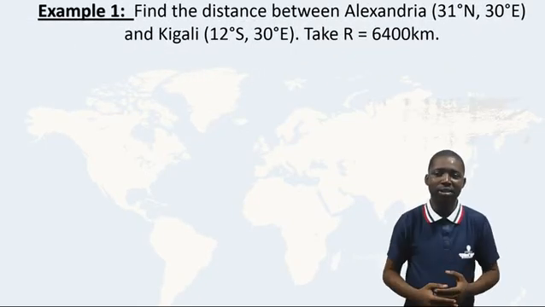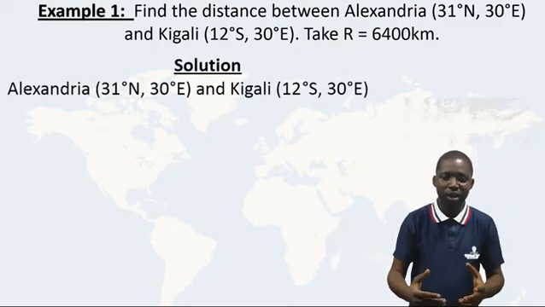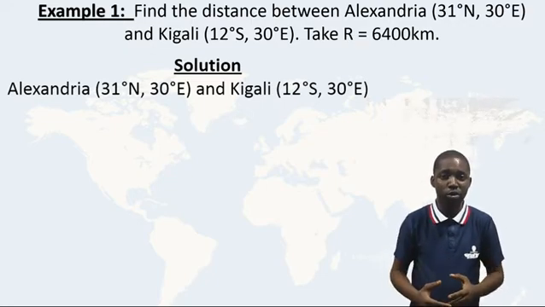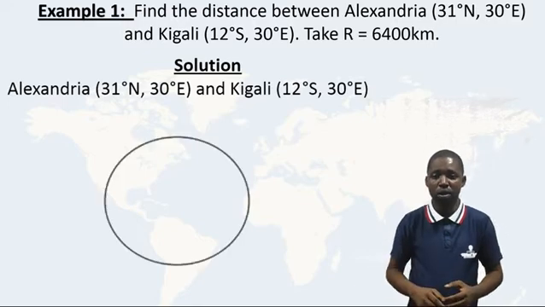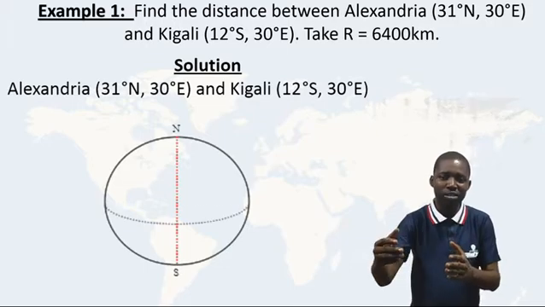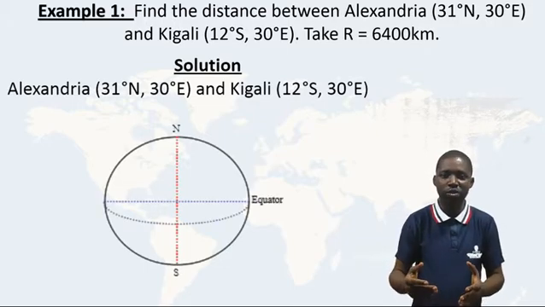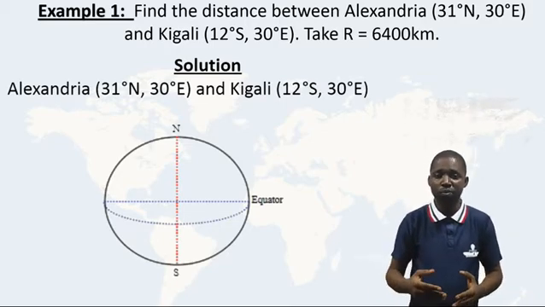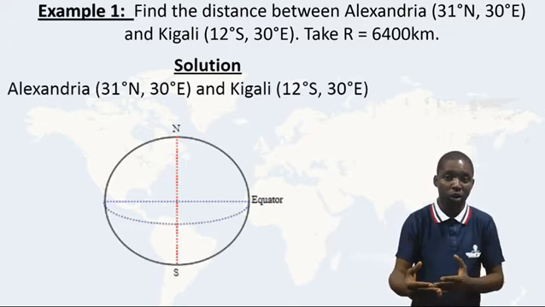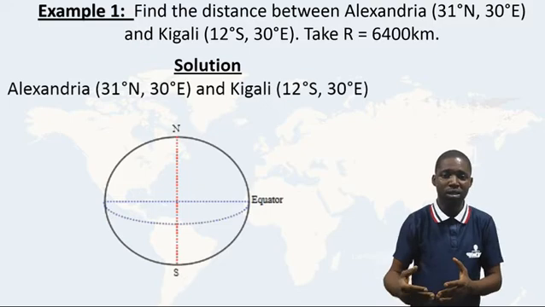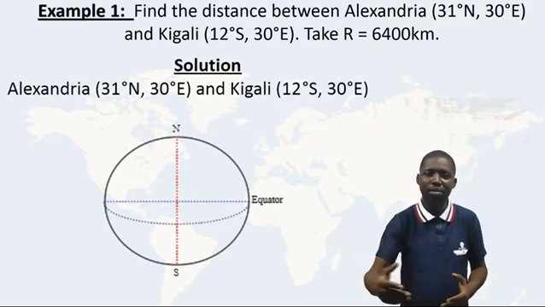Now, taking a look at this example 1, we have Alexandria 31 degrees north, 30 degrees east. Now, let us represent that on the globe. We have our globe in the form of a circle. We start by drawing the special lines of latitude and longitude. What is the special line? The first one is the Greenwich meridian. We draw our Greenwich meridian from the north to the south. Then we also draw our special latitude called the equator. You can see that. So the dotted line is the Greenwich meridian, the red dotted line, while the blue is the equator. Now, let us now represent Alexandria.